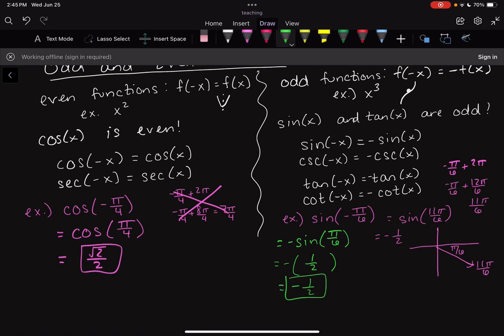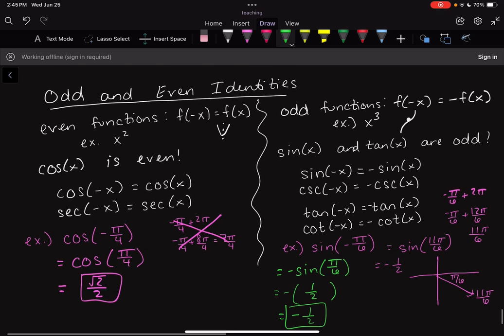Okay, so that is it for 3.1. Just a reminder about even and odd. Basically, all it's saying is if you have a negative in the parentheses for sine, cosecant, tangent, or cotangent, that negative pulls out to the front. If you have cosine or secant, the negative inside will just go away. So that's really the gist of this. And then we did a bunch of algebra and trig together and all that good stuff.